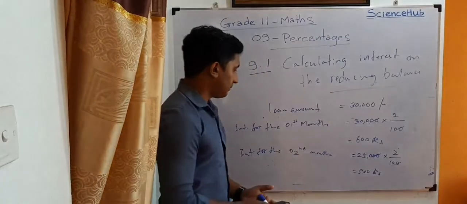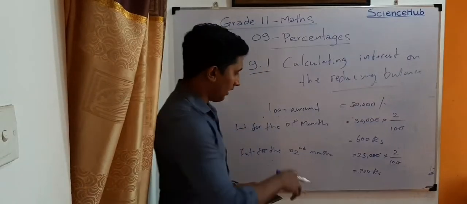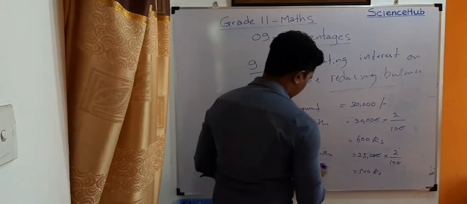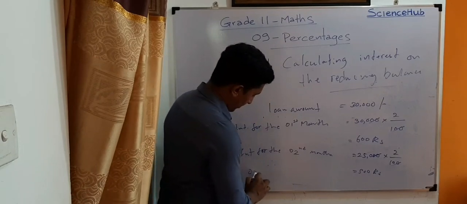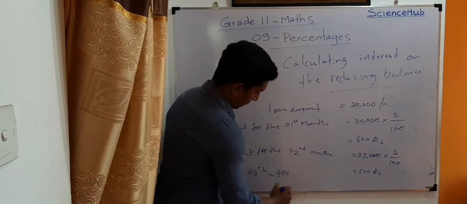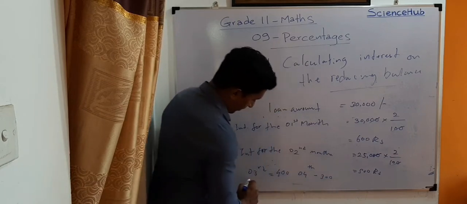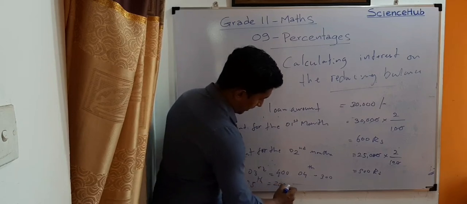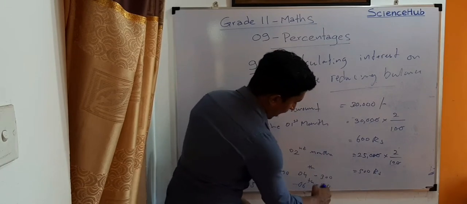Likewise, I'm going to expect you to do the whole thing up to the 6th month. And what could be the interest for the other months? It's 600 for the first month and 500 for the second month, and for the third month it is equal to 400, for the fourth month 300, for the fifth month 200, and for the sixth month the interest is equal to 100.